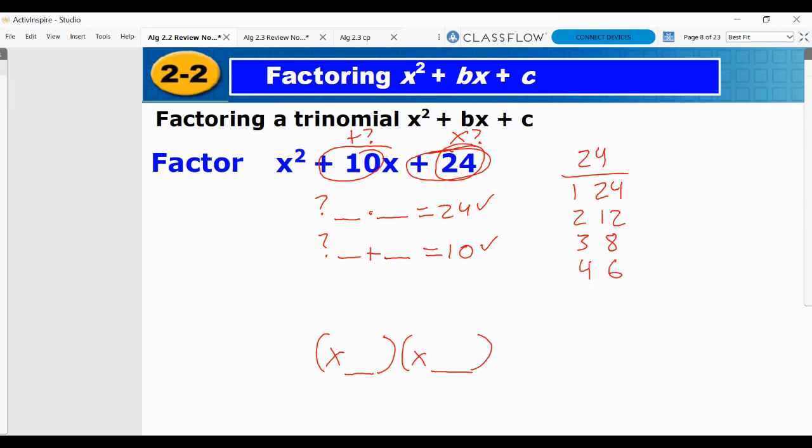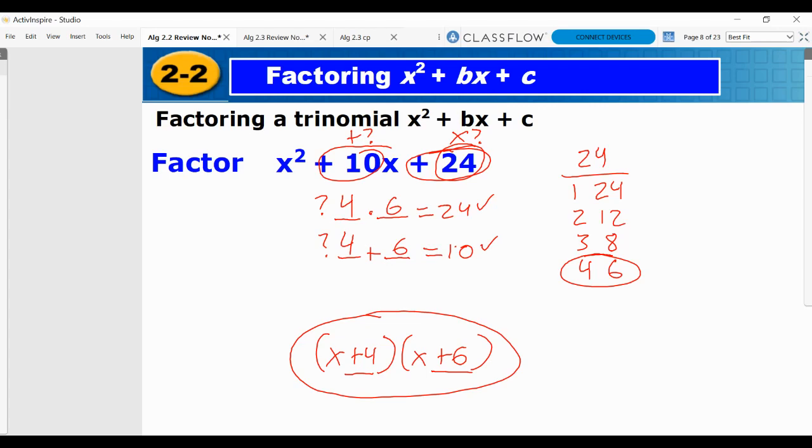There are all of our ways that we can multiply to get 24. The pair that's going to work is 4 and 6. Check it out: 4 times 6 gets you 24, and 4 plus 6 gets you positive 10. Perfect, there are our two numbers. Right here would be plus 4, and right here would be plus 6. This is your answer. This is what the problem looked like before all the foiling took place, before all the multiplying happened. If you multiply it, you would end up with that answer right there.